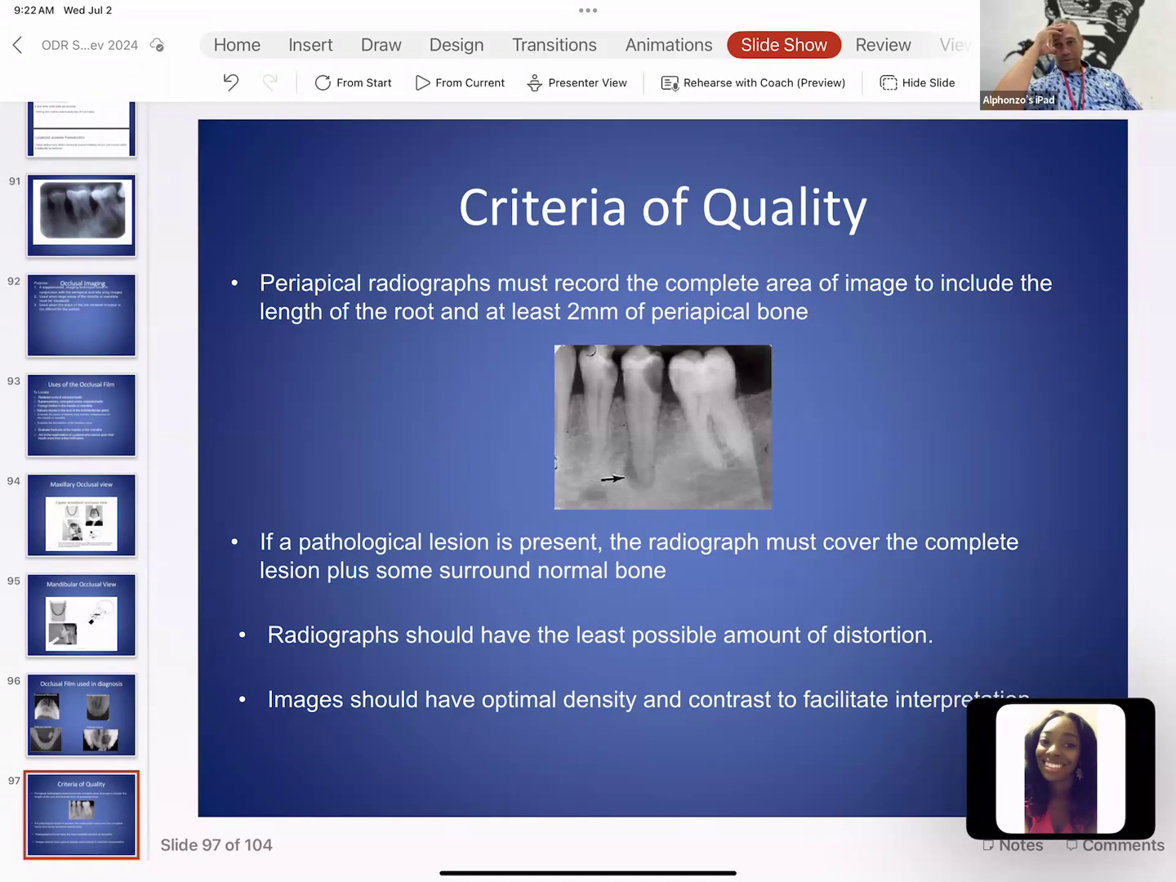So if a pathological lesion is present, the radiograph must cover the complete lesion plus some of the surrounding normal bone. The radiograph should have the least possible amount of distortion. The images should have optimal density and contrast, so you can make a good interpretation.